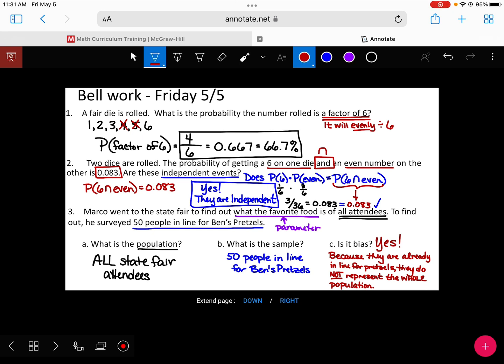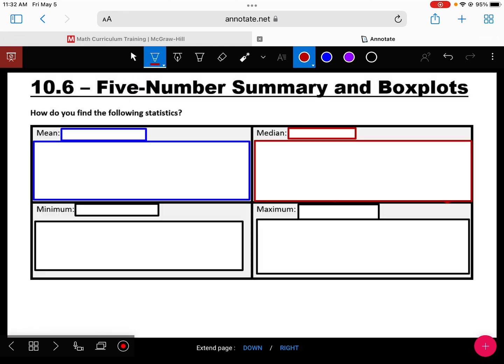Yesterday, we started talking about statistics. And when we started talking about statistics, we had to define populations and samples, parameters, statistics. We talked about bias. Today, we're going to start actually finding some statistics. So after we've collected all this data from these people, what are we going to do with it? You guys have already calculated some statistics before.